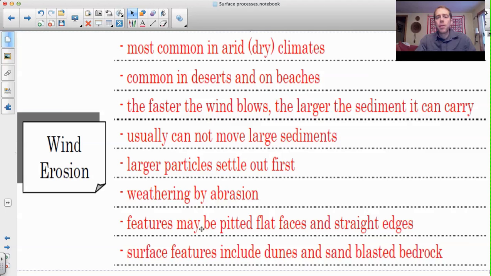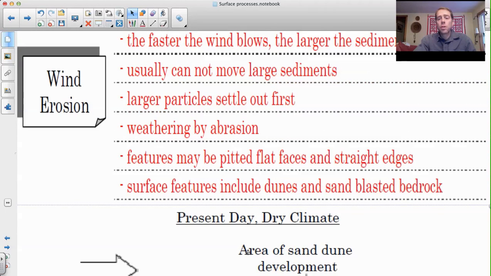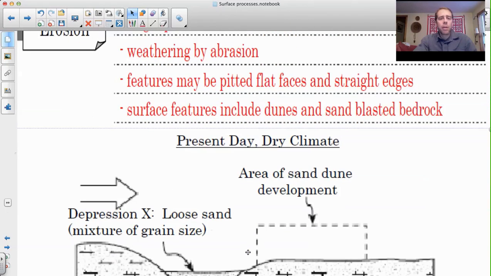Features tend to be pitted, which means they have little holes in them. And if you look at this, I don't know if you can see it, but you can see the little holes. It's not an igneous rock. This is from sandblasting, so it was found in the desert Southwest. It gets rounded, smooth, pitted. Surface features include sand dunes and blasted bedrock.